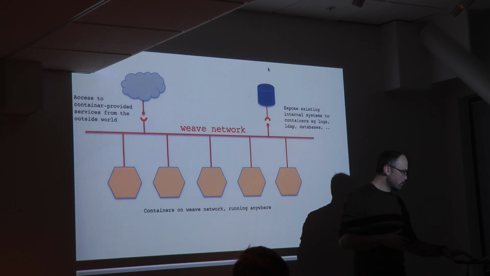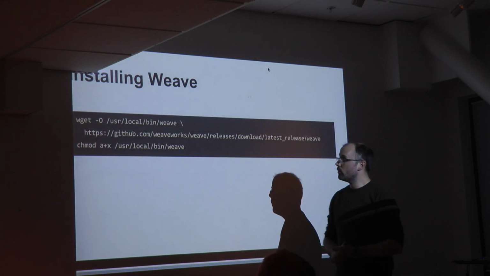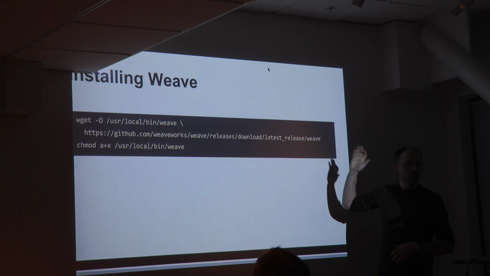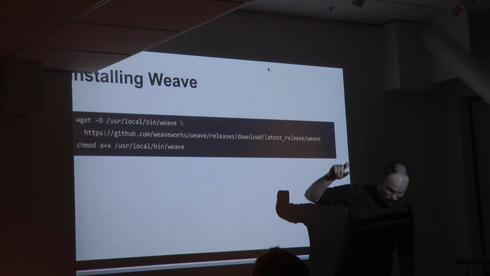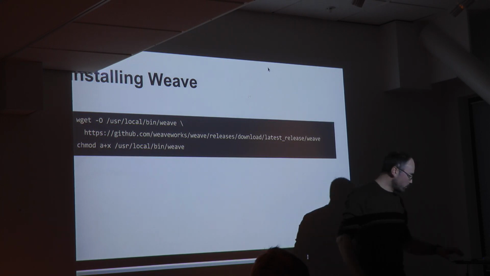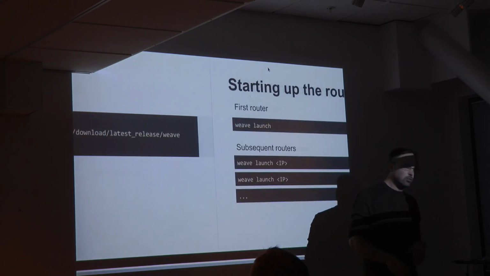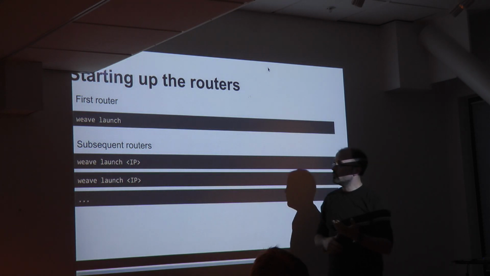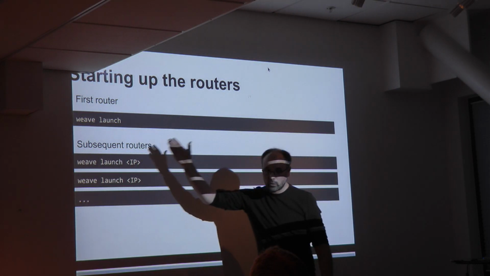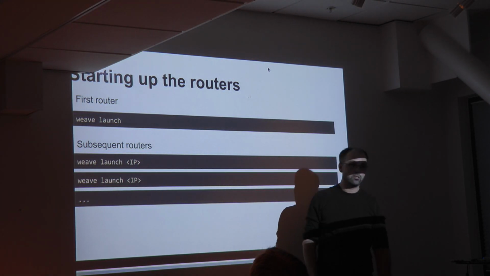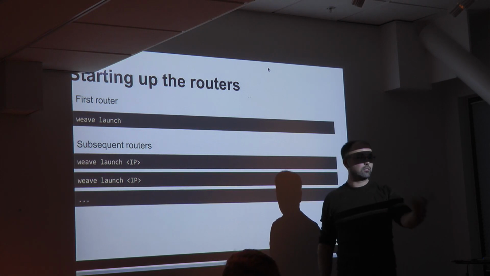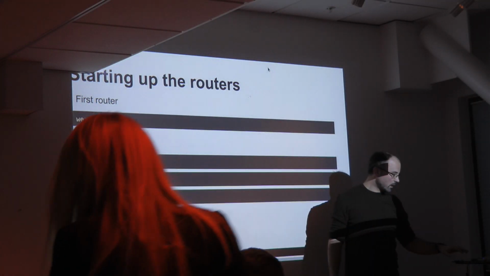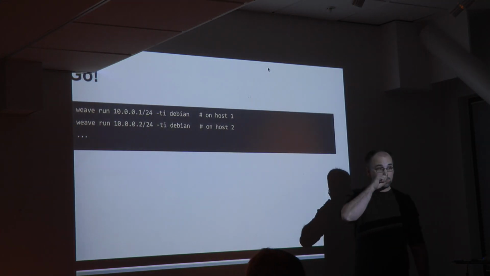So I'll just go quickly through the setup phase. How do we install Weave? On each host, you just grab the binary file from GitHub right now, and you're good to go. Once you do that, you have to launch the routers. On the first host, you just run weave launch, and on subsequent hosts, you point those routers to the first router, or any router already running. And once you're done with that, you're good to go to start containers.